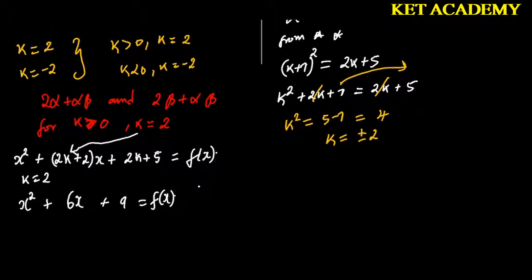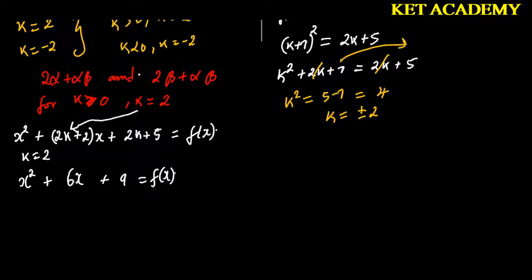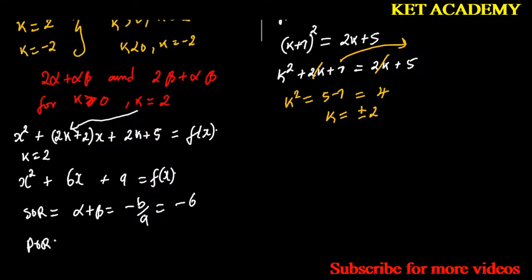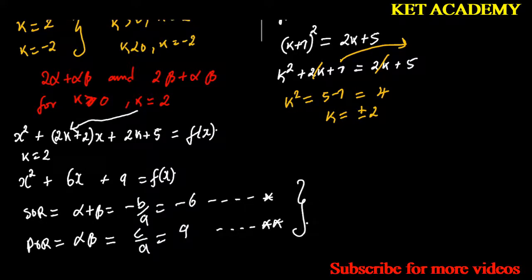Now we have been asked to look for the quadratic equation with integral coefficients whose roots are these. In this case, we're going to look for our sum of roots. The sum of roots will be alpha plus beta, as seen earlier, which is minus b on a, which will be minus 6 on 1. And our product of roots will be alpha beta, which will be c all over a, which will be 9. So we call this equation star and equation double star. Now we have these two equations.